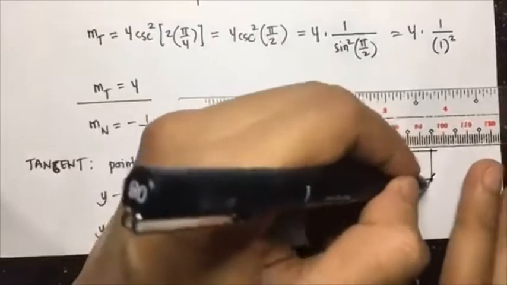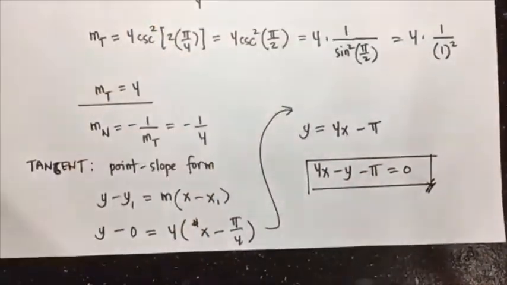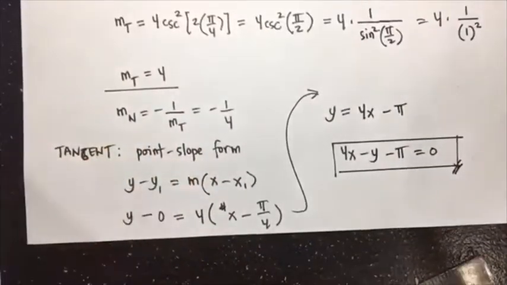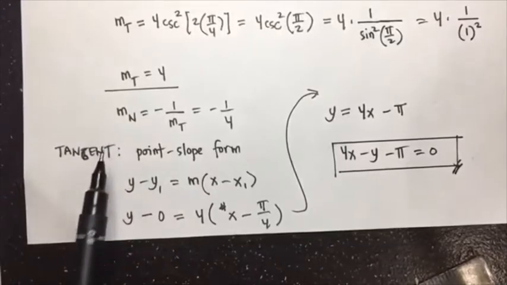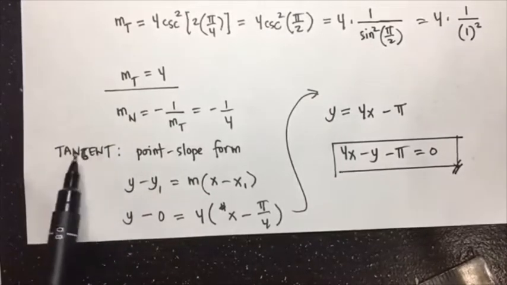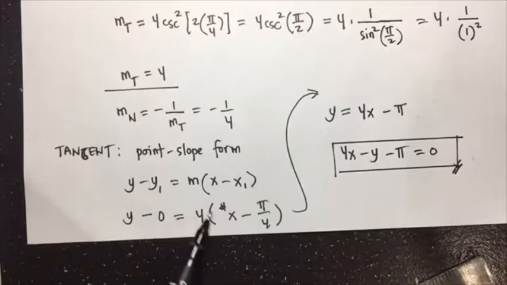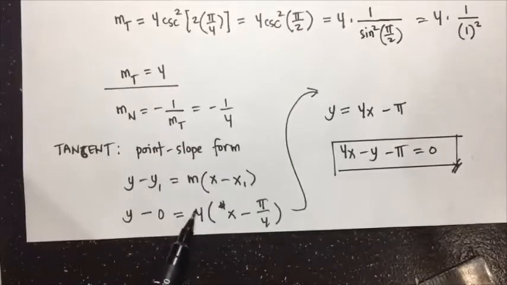Similarly, you can also do the equation of the normal. All you need to do is replace this with the slope of the normal, which is negative 1/4.